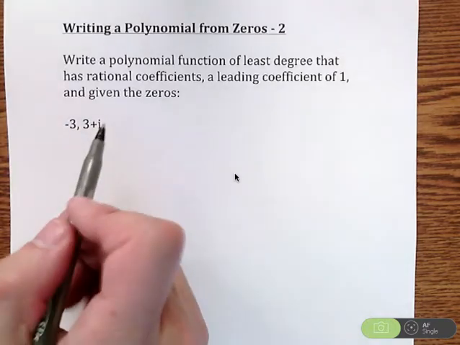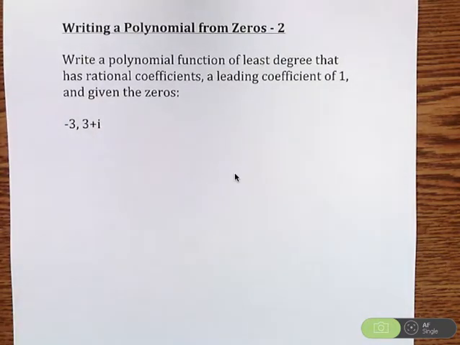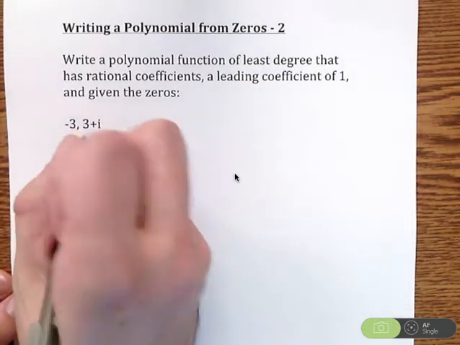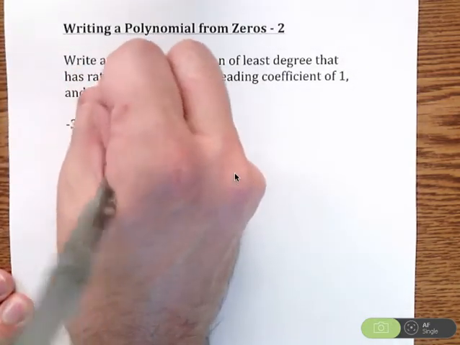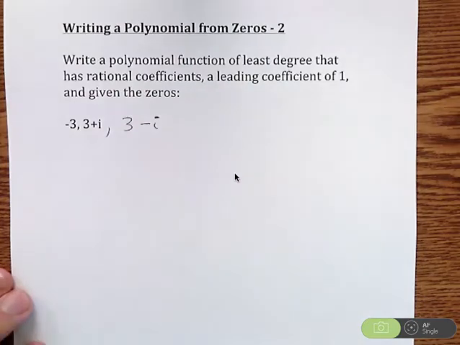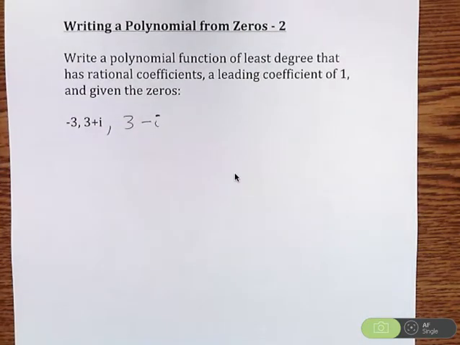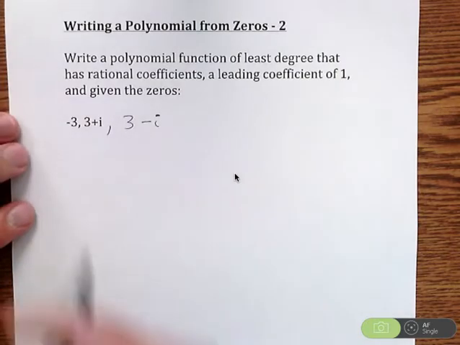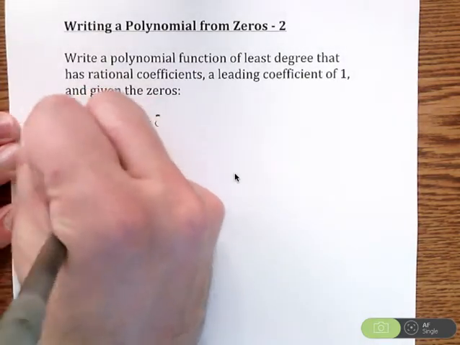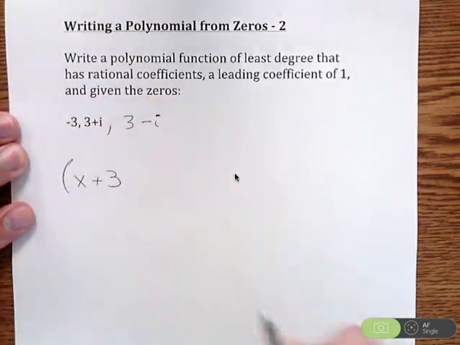This is a complex number, very similar to how we dealt with square roots. You can't have one without the other. So if you have 3 plus i, you need 3 minus i. So what I'm going to do is change these back over from zeros to their factored form. If I have -3, that's going to be x plus 3.